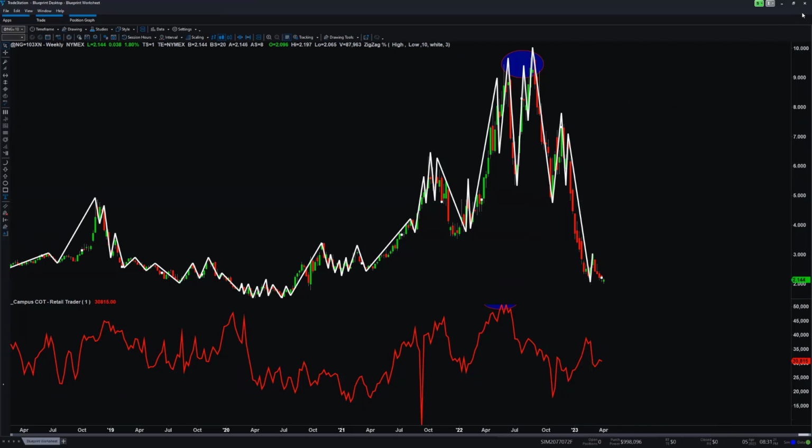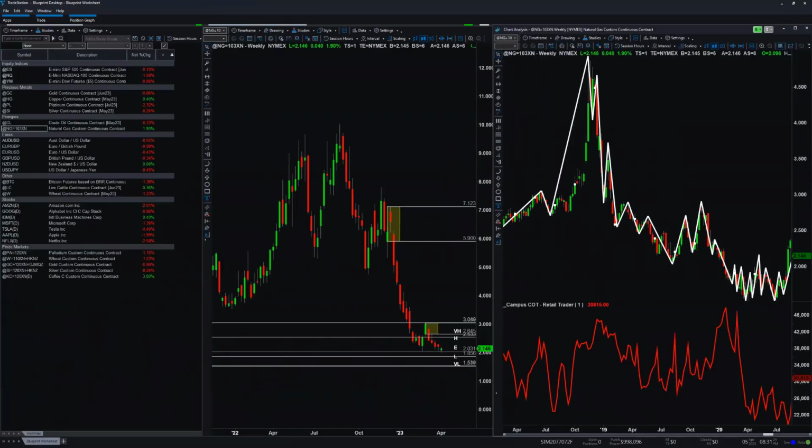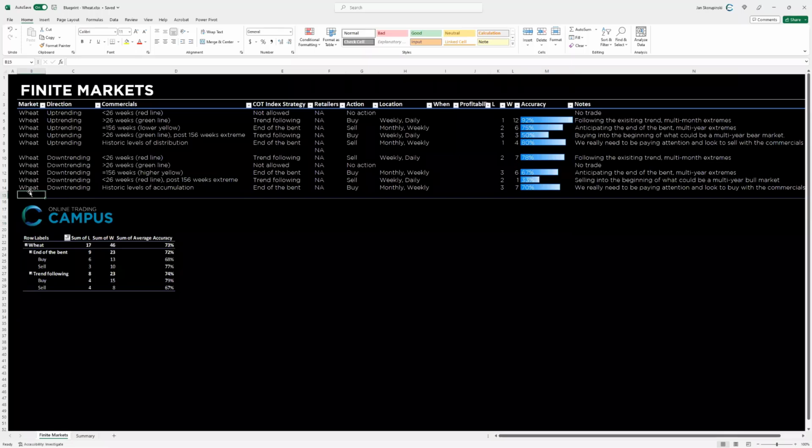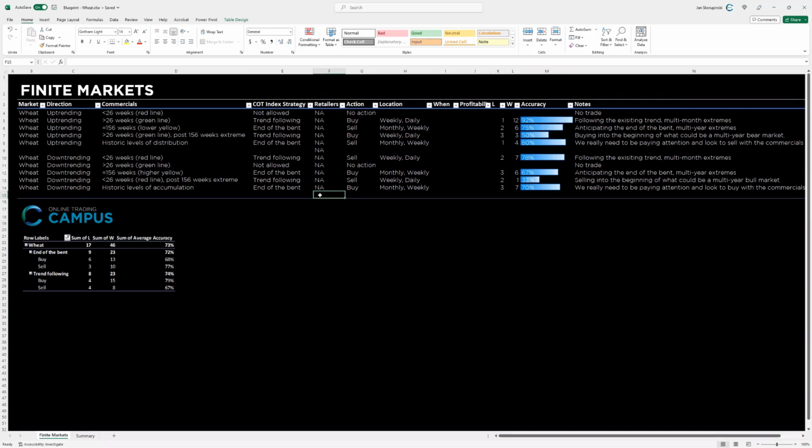So here, if we were to put in natural gas, we would say the commercials are not really so important. And then we would say for the retailers, the only thing that's important is those 5-year extremes or those historical extremes, if you will. And maybe within the 80th percentile of the historical extremes is when we want to look to go against them, right?